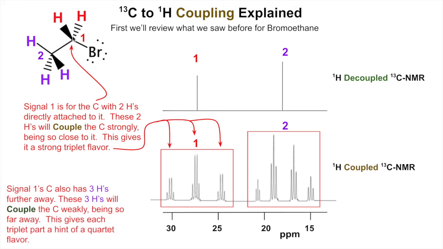And then carbon number 1 is also coupled by these hydrogens that are further away. These hydrogens, the purple hydrogens, couple carbon 1 weakly compared to the red ones that are directly attached to it. So they add a little bit of quartet flavor. You can see each of these 3 parts is split into quartets by the further away hydrogens. So that's why you have a quartet here, and then this one has a quartet flavor, and this one has a quartet flavor. I just point arrows at one of them as a representative.